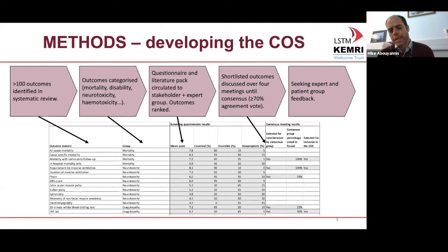So there were 4 meetings, each meeting lasted a few hours, and once consensus was reached, we held a vote to confirm that there was 70% or greater agreement on the core outcome measure. And at this stage, we are seeking expert feedback and also patient group feedback before we finalise and disseminate the core outcome set.